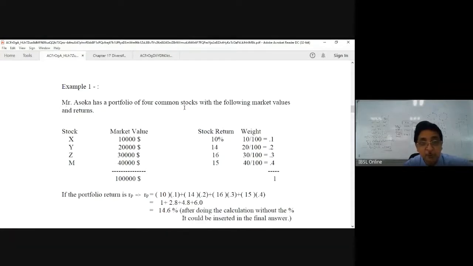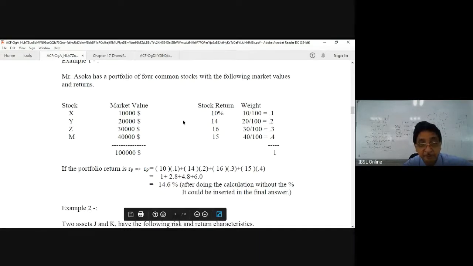Mr. Asoka has a portfolio of 4 common stocks with the following market values and returns. The returns are given, market values are also given, and the weights. These weights we can arrive at even if they have not been given, because you have the market values and the totals. So 10,000 out of 100,000 is 0.1. 20,000 out of 100,000 is 0.2. 30,000 out of 100,000 is 0.3. 40,000 out of 100,000 is 0.4.